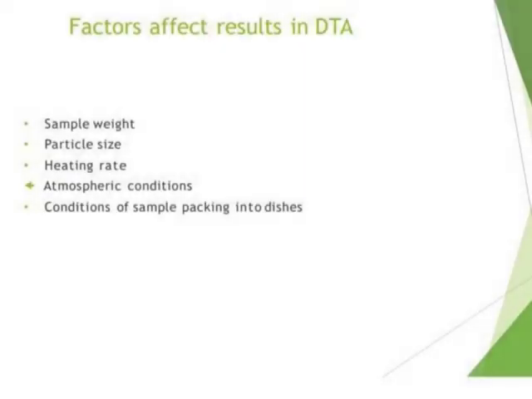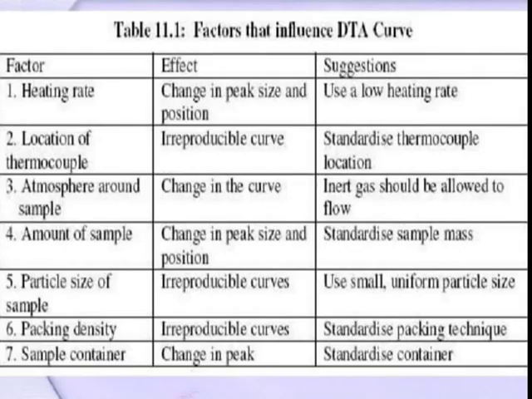Factors that affect results in DTA: sample weight, particle size, heating rate, atmospheric conditions, and sample packing into dishes. Factors that influence the DTA curve: first, heating rate. Effect, change in peak size and position. Suggestions: use a reproducible heating rate. Second, location of thermocouple. Effect, irreproducible curve. Suggestions: standardized thermocouple location. Third, atmosphere around sample. Effect, change in the curve. Suggestions: inert gas should be allowed to flow.